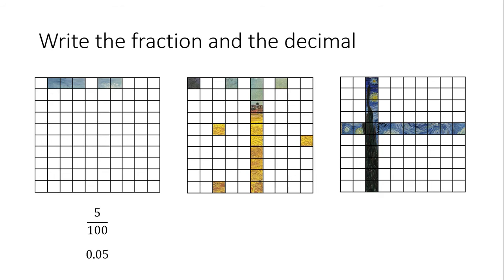One in the middle. 16 of the pieces are colored in. 0.16 or 16/100ths. And finally the one on the right. How did you count this one?